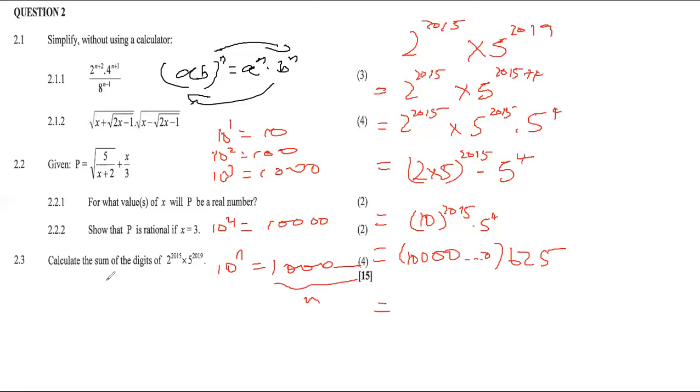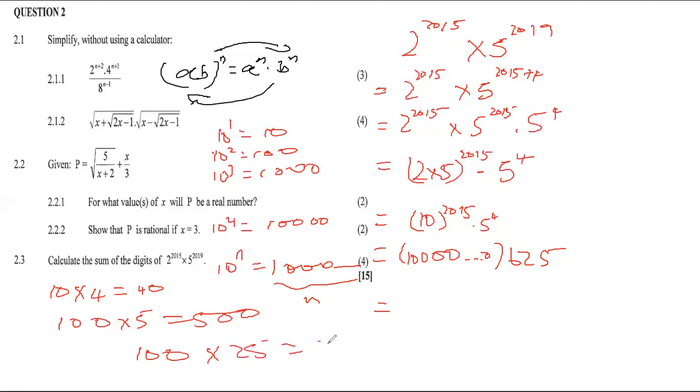Now let's check, what is 10 times 4? This is 40. What is 100 times 5? This is 500. What is 100 times 25? This should be 2,500. You see, with multiples of 10, I just need to multiply by that, then I just put the zeros that are there. So that's essentially what I'm going to do here: 625, then 0, 0, 0, and I know there's just going to be so many zeros.